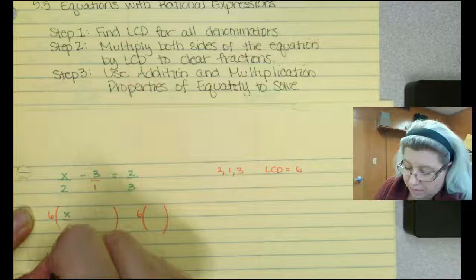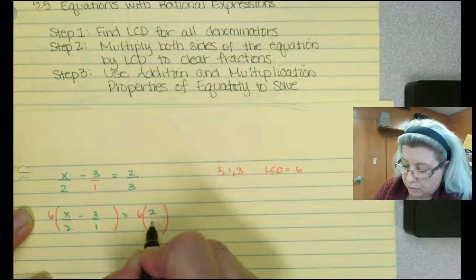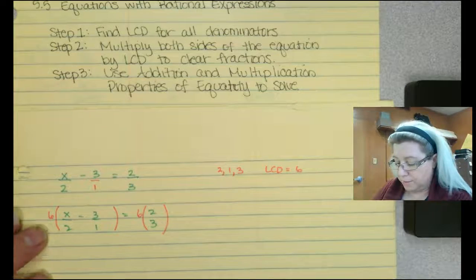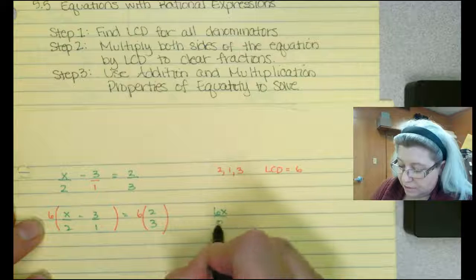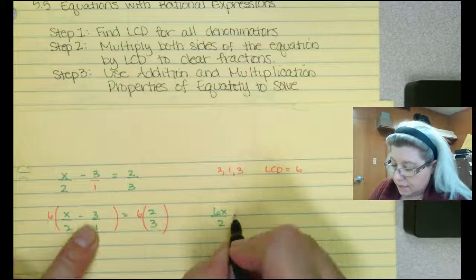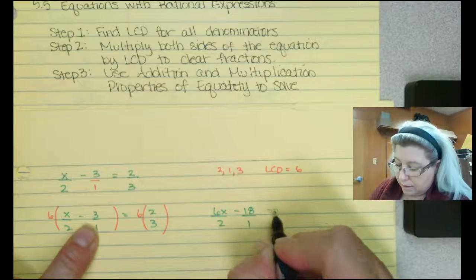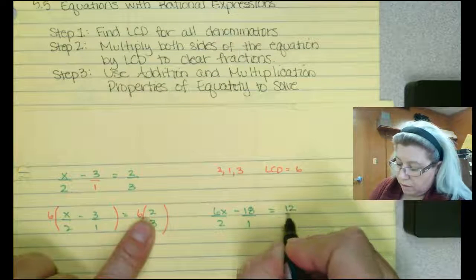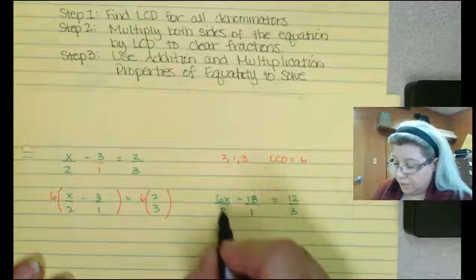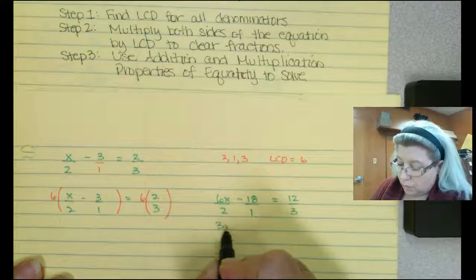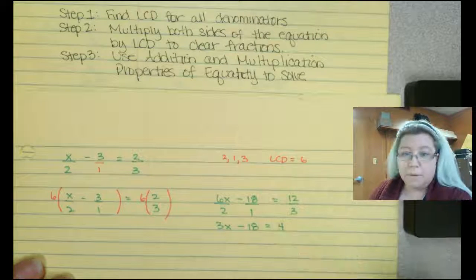x over 2 minus 3 over 1 equals 6 times 2/3. 6 times x, 6x over 2. 6 times negative 3 is negative 18 over 1 equals 6 times 2 is 12 over 3. Now we're going to reduce those fractions. 3x minus 18 equals 4.